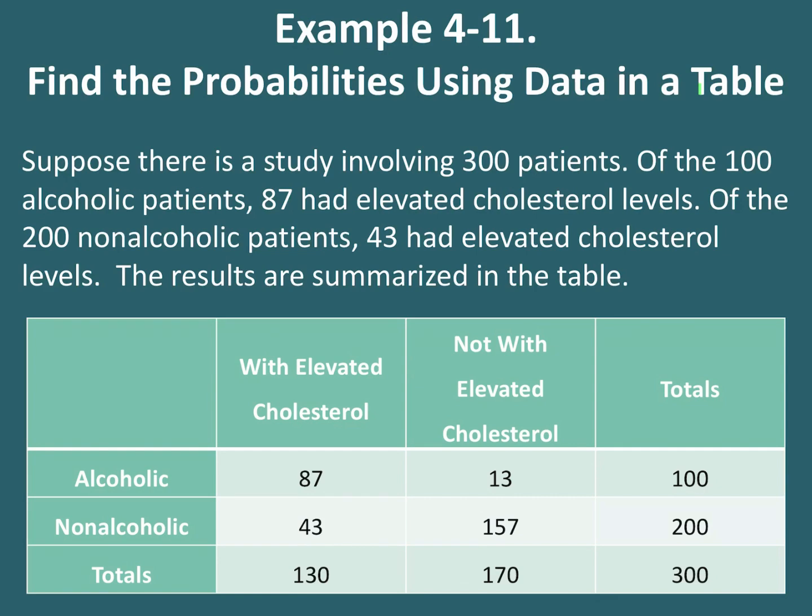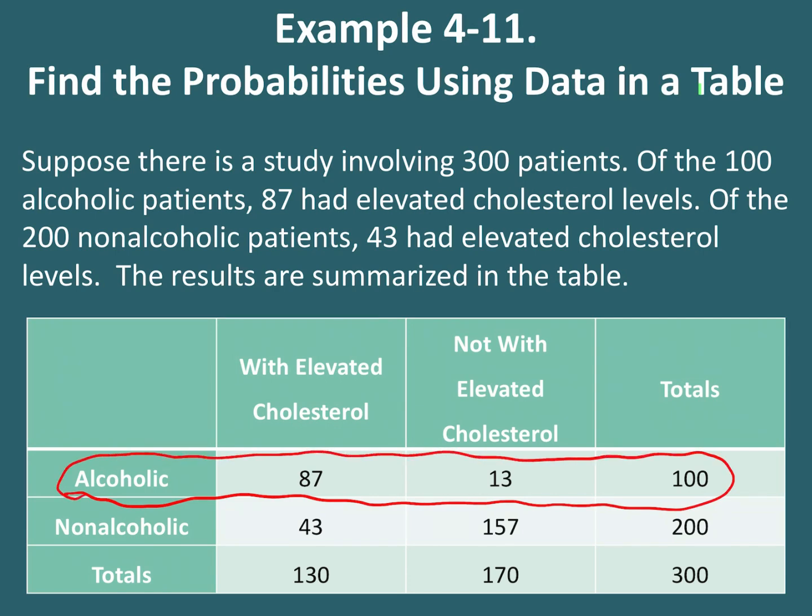Here, we're looking for the probability that a patient is alcoholic or with elevated cholesterol. The patients that are alcoholic are represented in this row here, and the patients with elevated cholesterol are represented in this column here. Now, there are students who may think that the only number that matters in this particular case is the 87, since that's where they intersect. But that's not what the question's asking in this case. Remember, this is asking for the probability that the patient is either alcoholic or with elevated cholesterol.